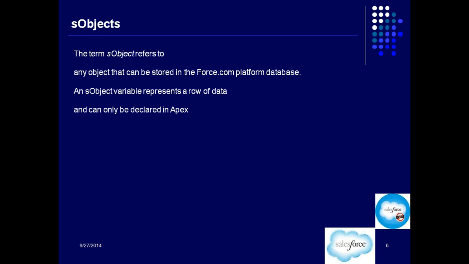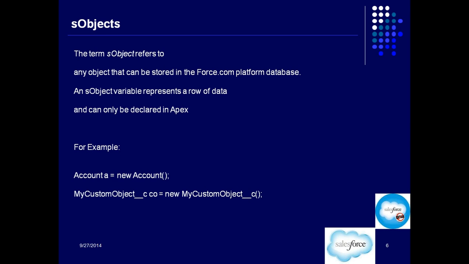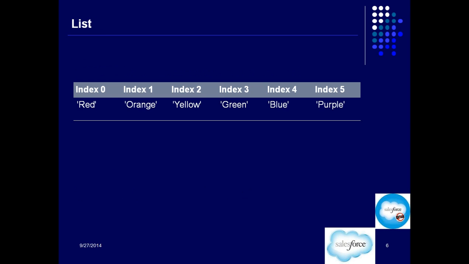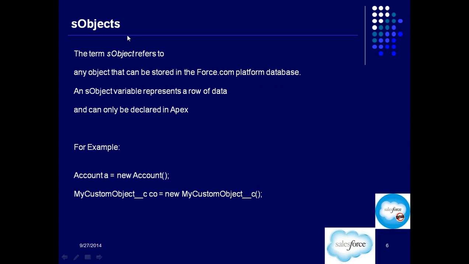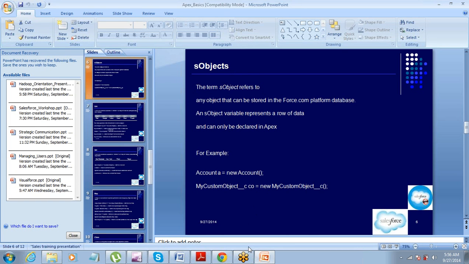So understood, S object means Salesforce object, and S object variable basically means a row of data in that object, right? So for example, if I am talking about account, so account variable will mean, if I define a variable A with a data type account, right, which will mean A is a row of data there, means one single record in the account, one account, right? For example, let's see this here, account A equals new account, my custom object C equals new my custom object. So let me just show you a few examples so that you can relate to this one.